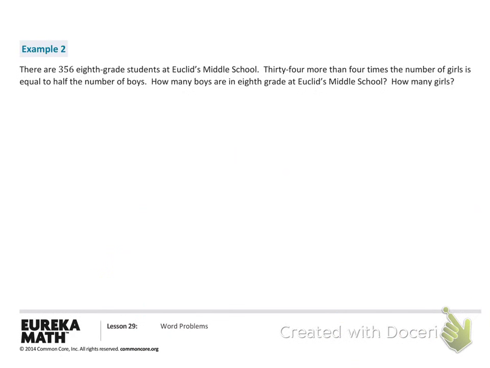All right, let's look at another example. There are 356 eighth grade students at Euclid's Middle School. 34 more than 4 times the number of girls is equal to half the number of boys. I don't know who figured that out. That's kind of a weird problem. But anyway, how many boys are in 8th grade at Euclid's Middle School? How many girls? Okay, so again, the first step is to define the variable.